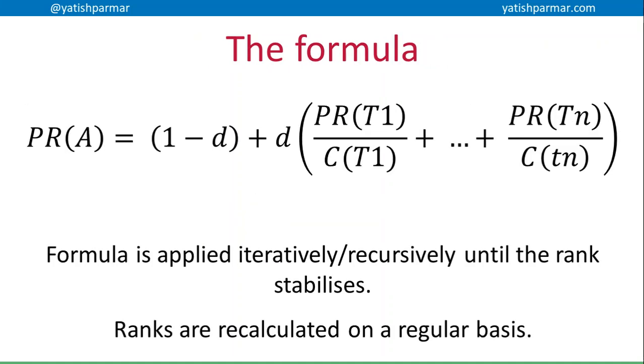All right, so that's the formula again, based on what we've been talking about. Remember that a page rank depends on the pages that it's connected to, but then they may be linked back. So the formula is applied iteratively until the rank stabilizes. And don't forget that Google obviously wants the ranks to be accurate, so they're recalculating these on a regular basis, monthly, whatever it is.